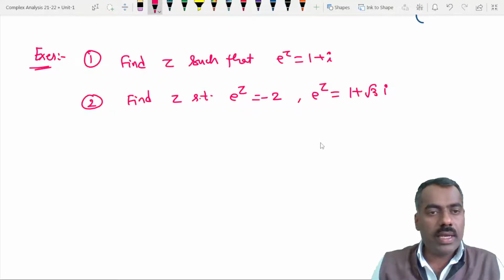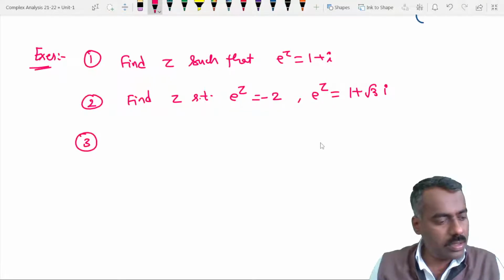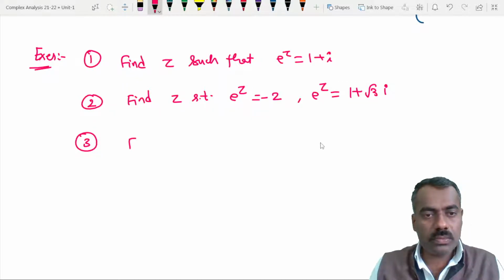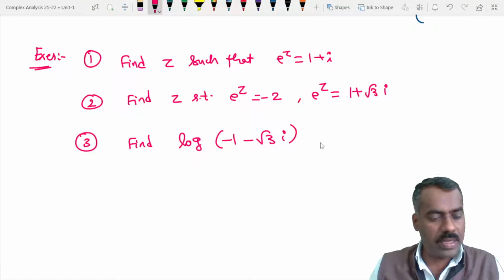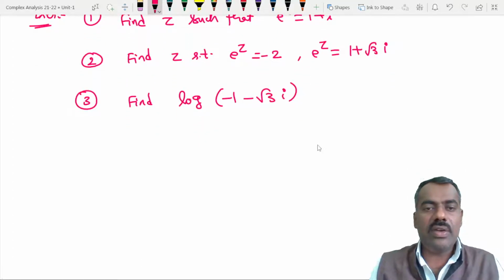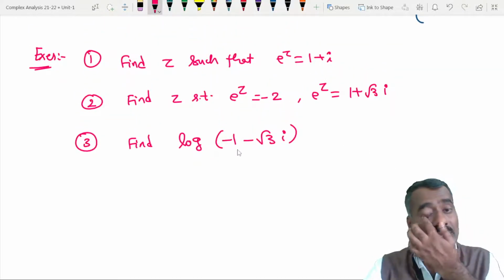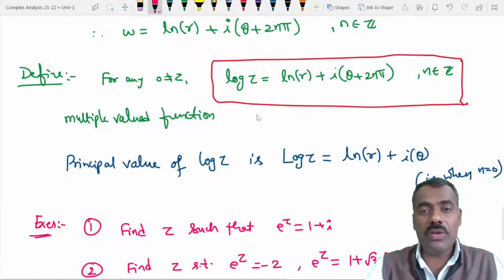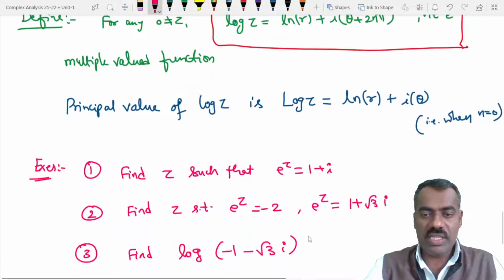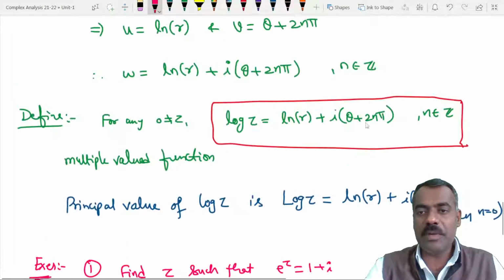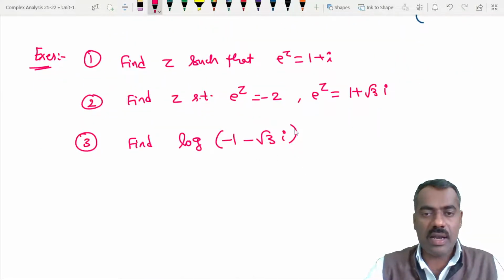And when it comes to log, find log of minus 1 minus root 3i. This is how you will do it here. This is your log z. So that means your z is minus 1 minus root 3i. If you want to find log z, what you require is r, which is 2 in this case, and theta, the principal value. You can easily check that it is minus 2 pi by 3.